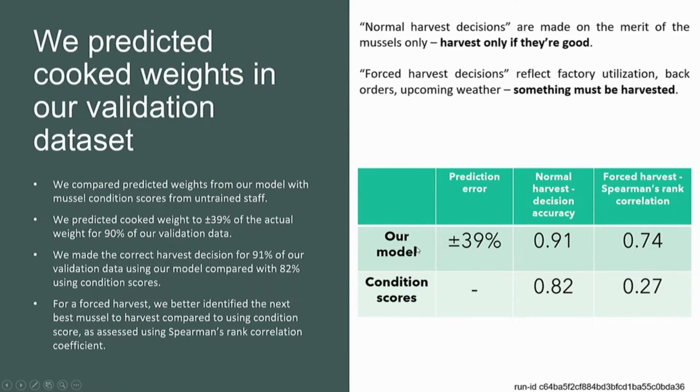This is just a prediction error, where 90% of our estimates are within plus or minus 39% of the actual cooked weight, which, from a smartphone image of a mussel, we think is okay, it's a good start. Now, this column here in the middle, the harvest decision accuracy, is where it gets really important. This is about whether or not you would have made the decision to harvest those mussels. And in this case, our model is producing a number which is better than the current way of doing it by eye. Now, the final column here is if you rank your mussels by cooked meat weight, which is the kind of ground truth metric, and then you compute the Spearman's rank correlation, you can see that our model outputs are much more closely correlated to that than the subjective condition score.